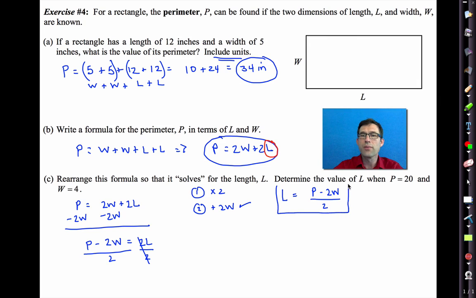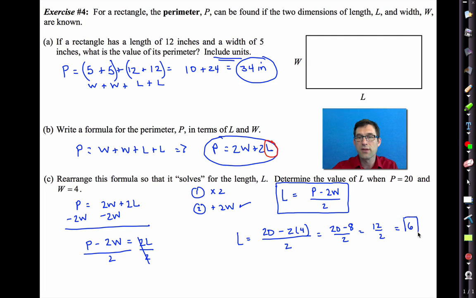You could definitely distribute the division by 2 there, use the distributive property to divide by 2, but I'm not going to. I'm just going to leave it like that. That's fine. And in fact, I can now do the second part of the problem, which says to figure out the value of L if I know that P is 20 and W is 4. So I can now just substitute those into the equation. I'll get 20 minus 8 divided by 2, which gives me 12 divided by 2, which gives me 6. No units here because there weren't any given in letter C, but the length must be 6 if the perimeter is 20 and the width is 4.